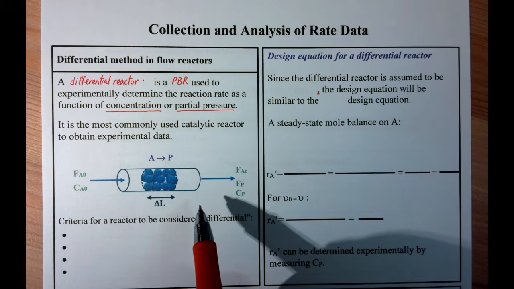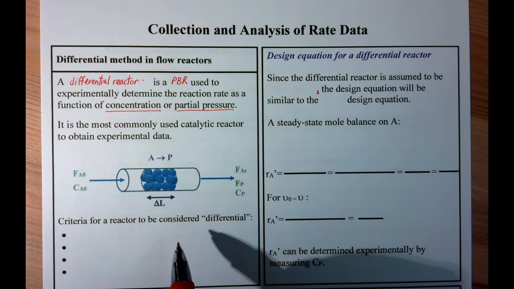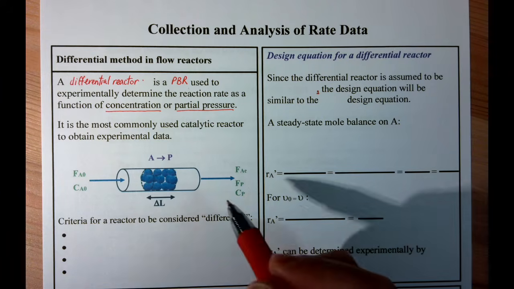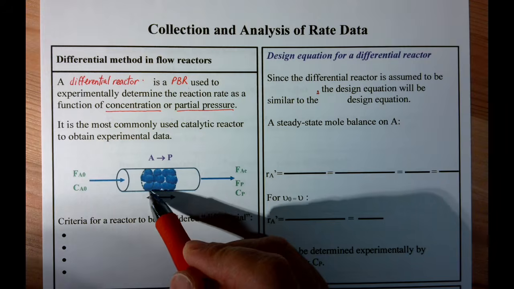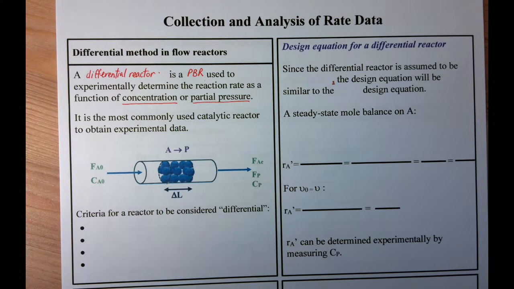This differential packed bed reactor is the most common type of catalytic reactor used at the lab scale to obtain experimental data. In fact, in our lab, we do catalysis research, and all the reactors that we have are differential packed bed reactors. We're talking about sizes where the inner diameter of the tube is about 1 centimeter. So they're very small, but there's a reason why we want these reactors to be very small, because we want them to be differential. What does that mean?